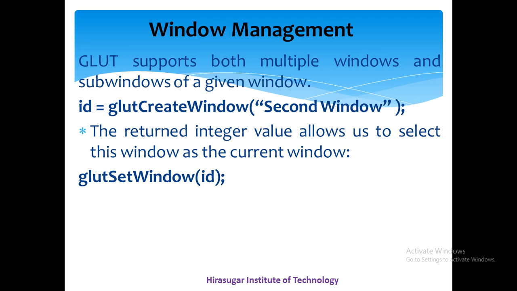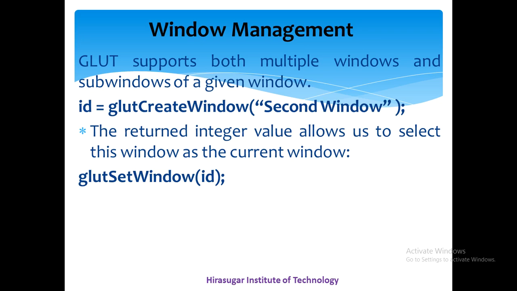Then window management. Already we have done many programs, and during class and lab I also explained this. Glut supports both multiple windows and sub windows of a given window. How to do this? Already we have done it: glutCreateWindow. In most of the programs we use this function. You give a name for the window, and before this we give a position and a size, whatever you want. Then it will create the window with that position and size, with this name.